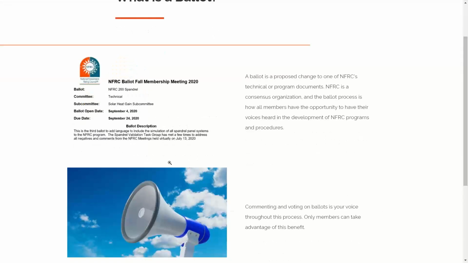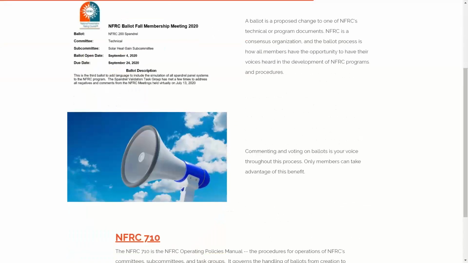Now, anyone can help with the development of a ballot. However, only member companies can vote and move language to handle ballots. So if you're interested in having the opportunity for your voice to be heard, please reach out to Jessica Finn, our membership manager, for some membership information.